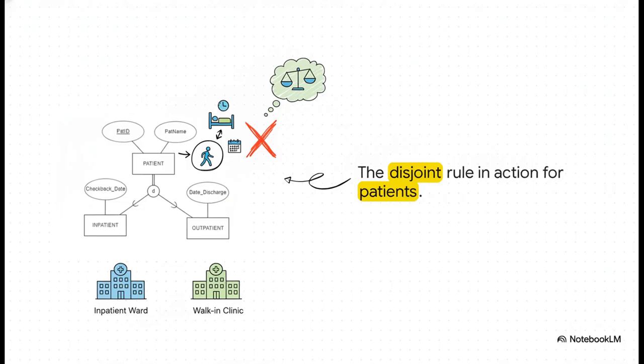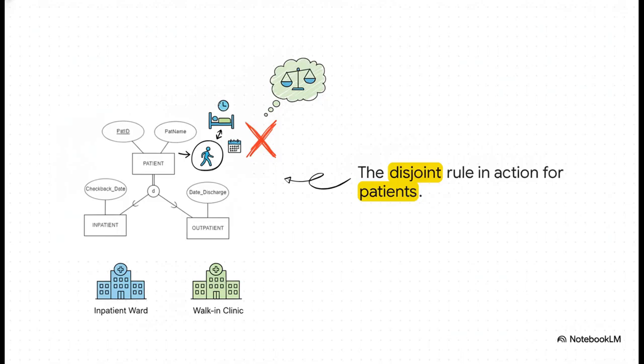Let's actually look at that disjoint rule in action. Notice that little letter D sitting right inside the circle that joins the patient supertype to its inpatient and outpatient subtypes. That D literally stands for disjoint. It acts as a strict enforcer for a real-world business rule. At any given second, a patient has to be either an inpatient or an outpatient. There's absolutely no way they can be both simultaneously.